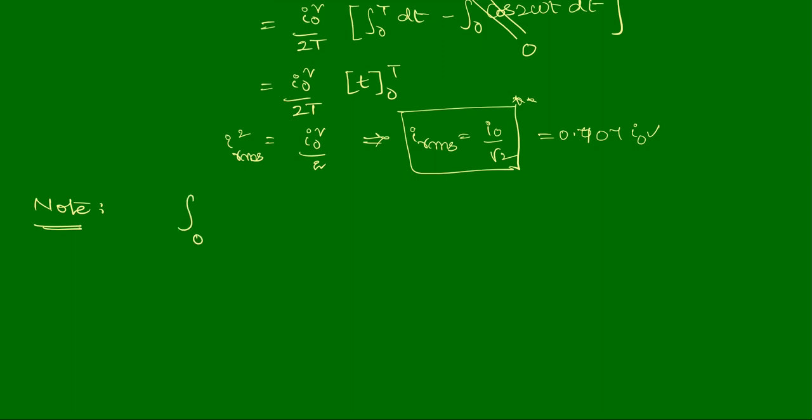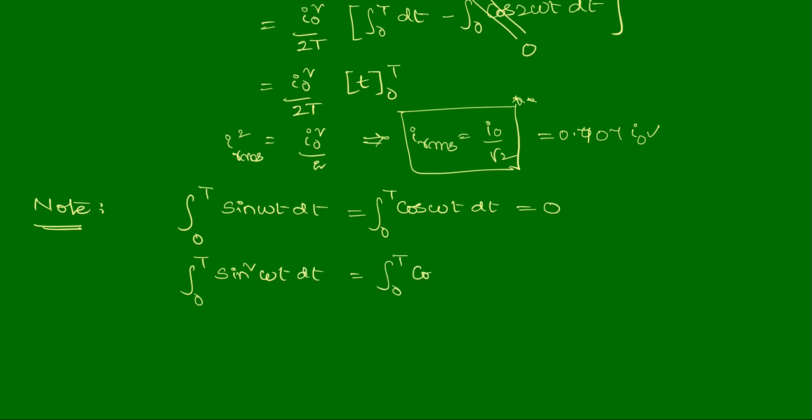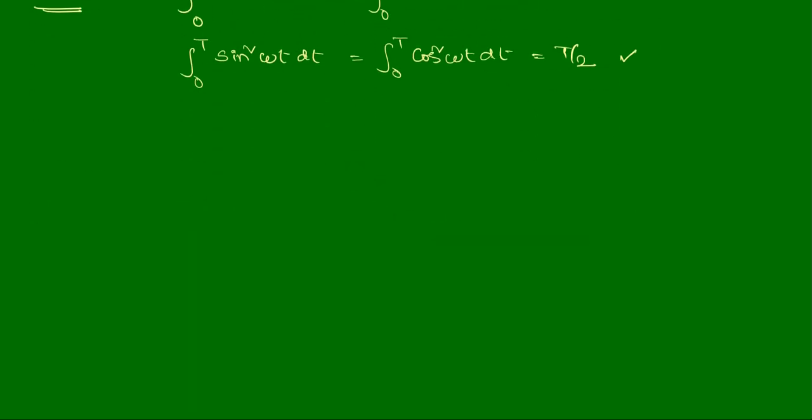Here I want to mention one note point which is helpful for our further examples or applications. Integration of 0 to T of sine omega t dt, or integration of 0 to T of cos omega t dt, will be equal to 0. And similarly, integration of 0 to T of sine square omega t dt, or integration of 0 to T of cos square omega t dt, their value will be equal to T by 2. Just remember these two identities from mathematics, which will be helpful for you while solving some numericals.